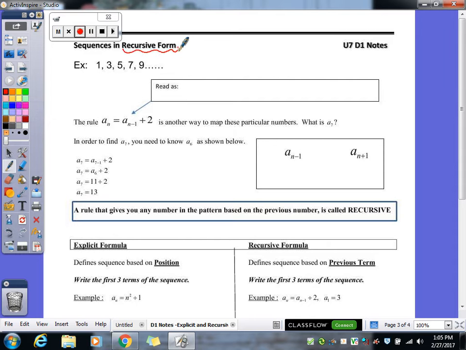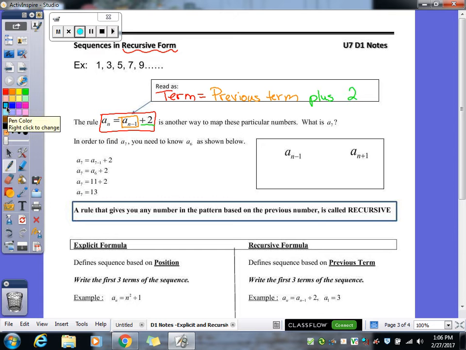So now we're going to deal with the sequence 1, 3, 5, 7, 9. And the rule for that is a sub n equals a sub n minus 1 plus 2. So the way we read that is, whichever term you're dealing with, whether it's your second term, third term, 20th term, your term equals this notation right here, a sub n minus 1. That means your previous term. So this is our previous term. And then what are we doing to it? Adding 2. Previous term plus 2.